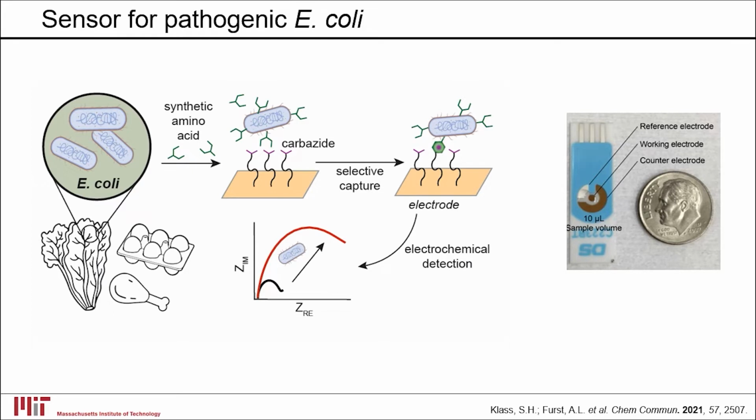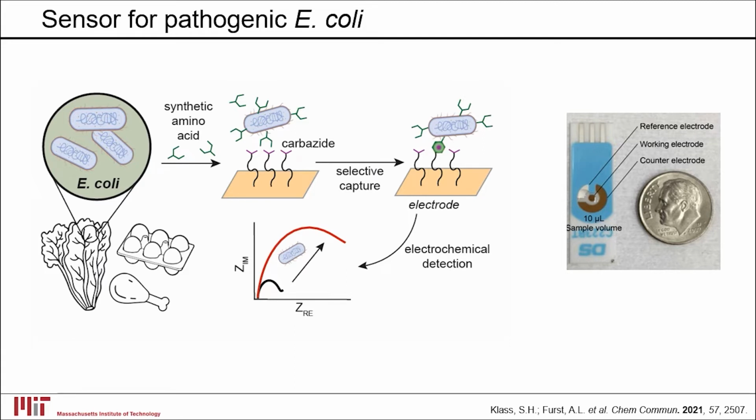So what we've done is we've developed a rapid and easy to use electrochemical assay to monitor and quantify pathogenic E. coli from both food and urine. The overview of this sensor involves feeding E. coli that might be in a sample a synthetic amino acid that they can incorporate into their surface. This then reacts with the molecule that we've modified an electrode with, and we can then detect these bacteria with high sensitivity using impedance electrochemistry.